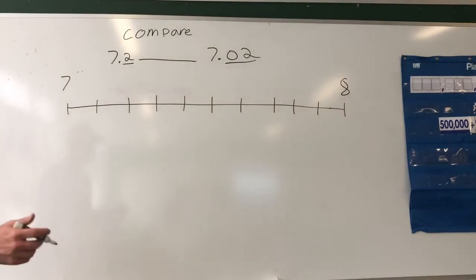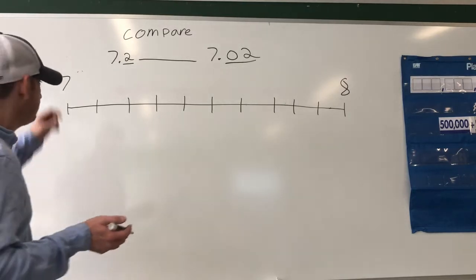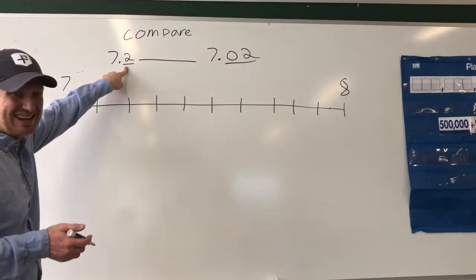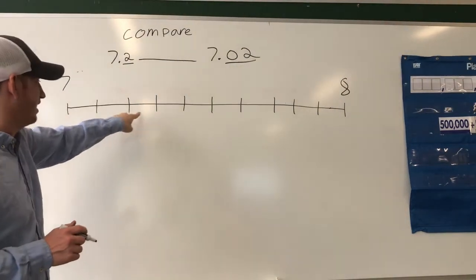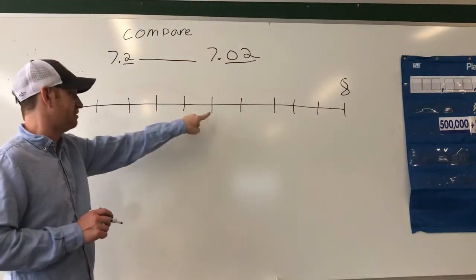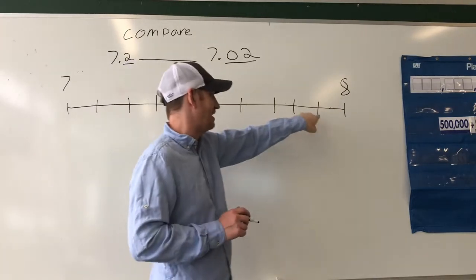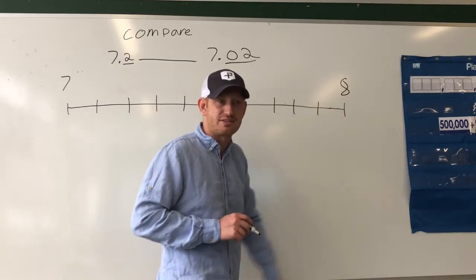So the first number is pretty simple. I'm just going to be able to count by tenths, which I already did. 1/10, 2/10, 3/10, 4/10, 5, 6, 7, 8, 9, and 10 tenths.